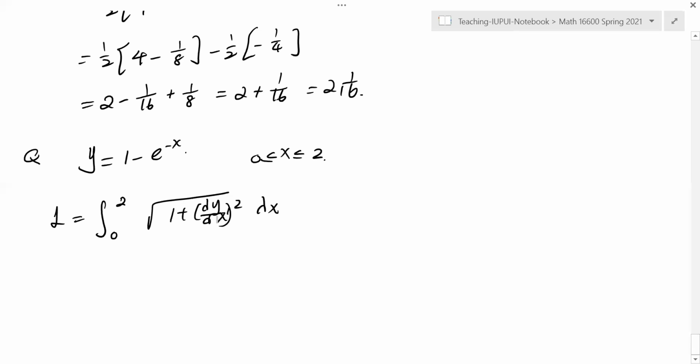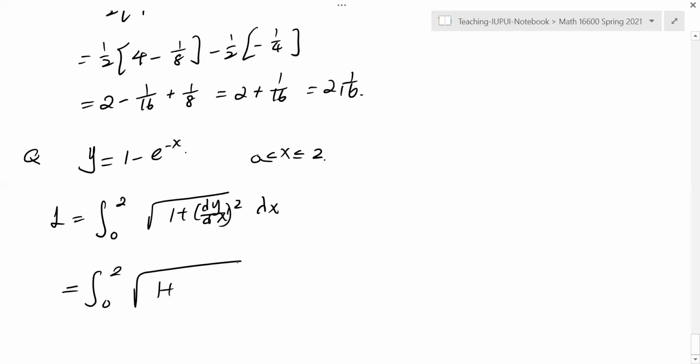Okay. Are you able to evaluate this integral? So it's very similar to the last problem. Right. So you can get rid of the radical if you can. Maybe. Okay. If you cannot, you have to use kind of substitutions. Okay, so let's see.